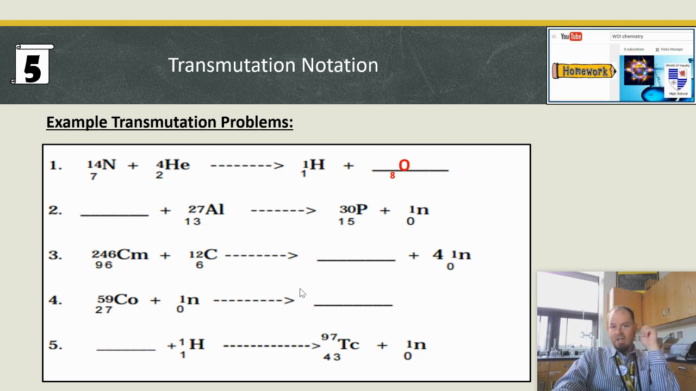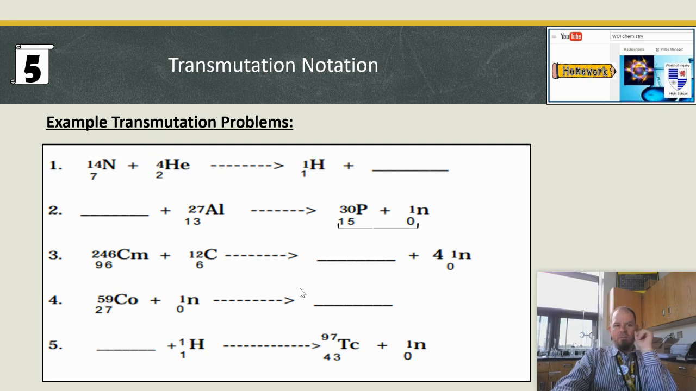So I look up 8 protons. I'm obviously oxygen. Then here I add these up. 14 and 4 is 18. 18 minus 1 is 17. So it's got to be an oxygen with a total mass of 17, which is not normal on your periodic table, but that's okay. Oh, sorry, it is an isotope.